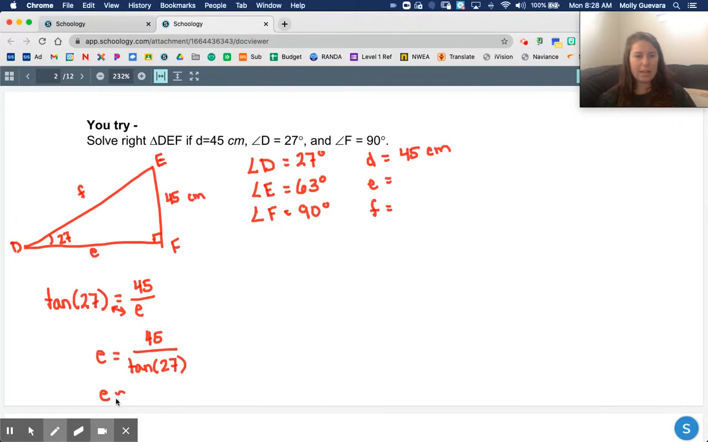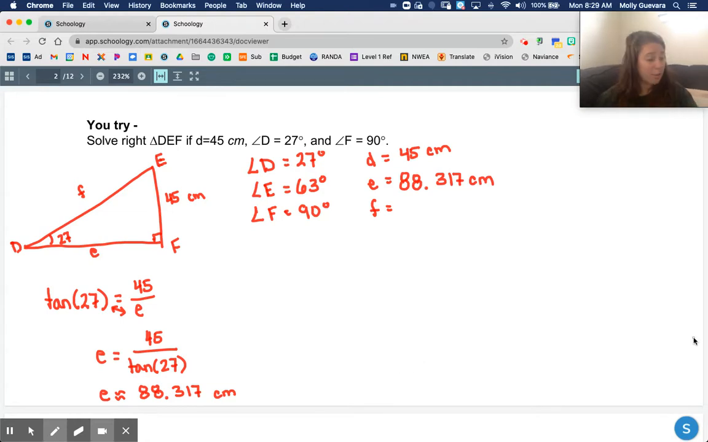Okay, and making sure that my calculator is in degrees, right? Because this is all given in degrees. I can enter this in and I get that E is about 88.317 centimeters. So I'm going to plug that in, 88.317 centimeters. And that's great, so perfect.